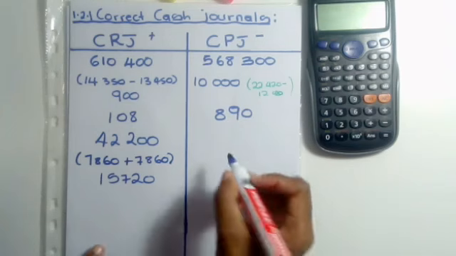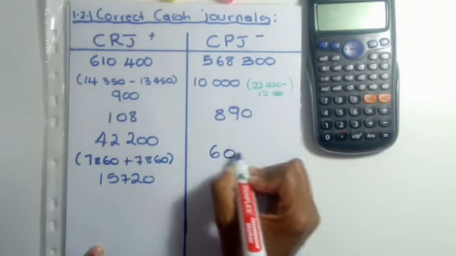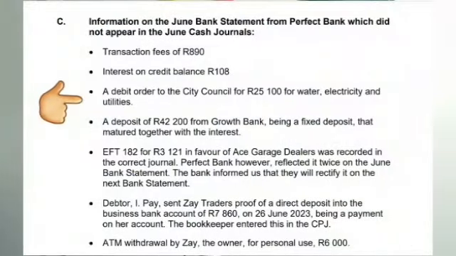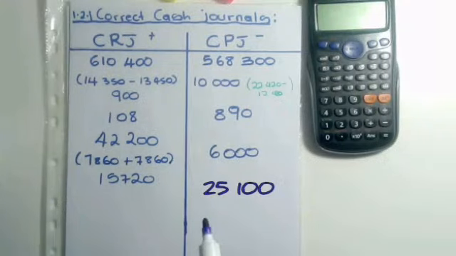And then the last bullet says ATM withdrawal by Zay, who is the owner, for personal use. So this is drawings of 6,000 rands. Now back to bullet 3, a deposit order to the city council for 25,100 for water, electricity and utilities. This is obviously a payment, and it's going to go to our CPJ. So on CPJ we record 25,100.